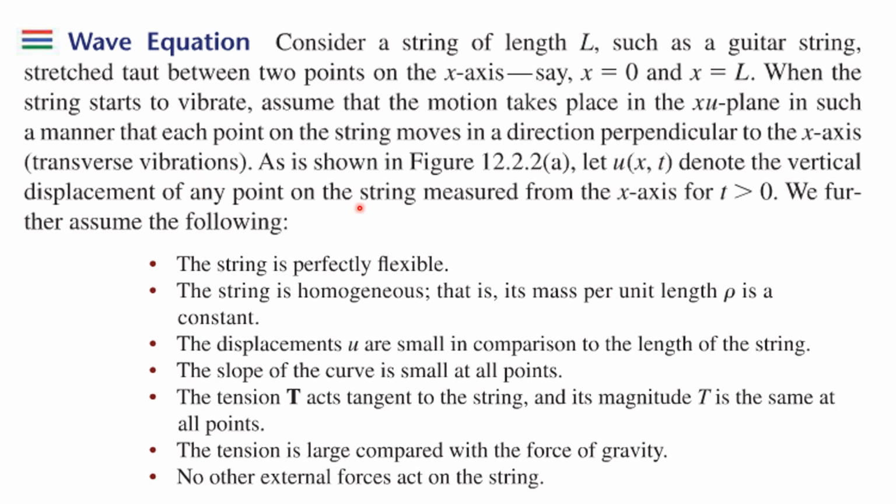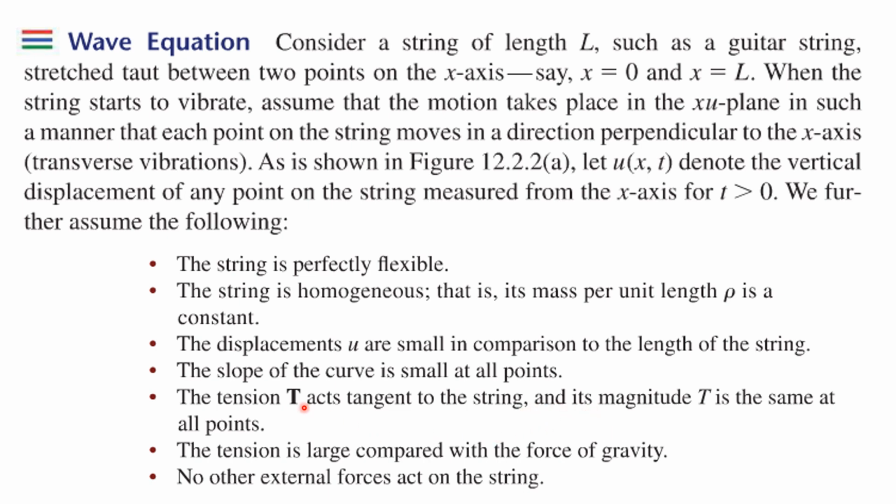We'll look at a picture of this in a minute. We're going to let u of x,t denote the vertical displacement of any point on the string measured from the x-axis for t greater than 0. And we further make a whole bunch of assumptions. The string is perfectly flexible, it is homogeneous, that means its mass per unit length, rho, is a constant. The displacements are small in comparison to the length of the string. The slope of the string is small at all points. The tension T acts tangent to the string, and its magnitude T is the same at all points.